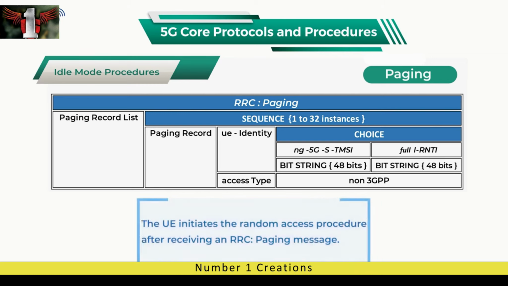The UE initiates the random access procedure after receiving an RRC paging message. The RRC setup request message is sent in MSG3 using a cause value of mt-access. A NAS service request message is included within the RRC setup complete message. The base station forwards this NAS message to the AMF to complete the paging procedure.